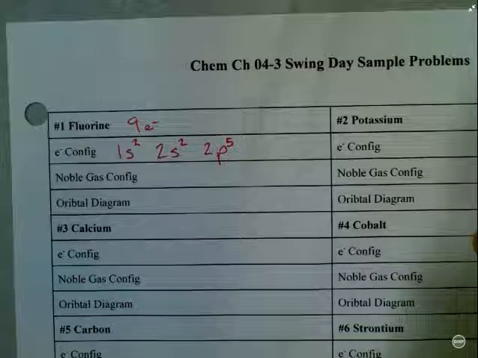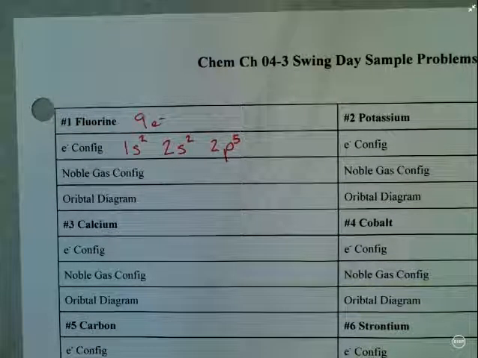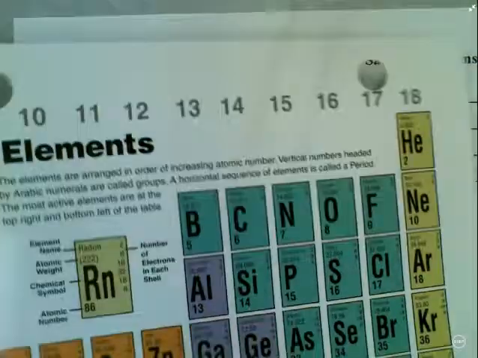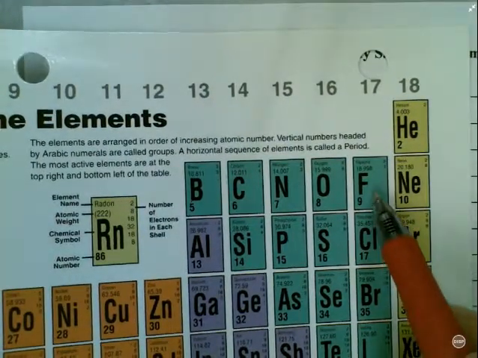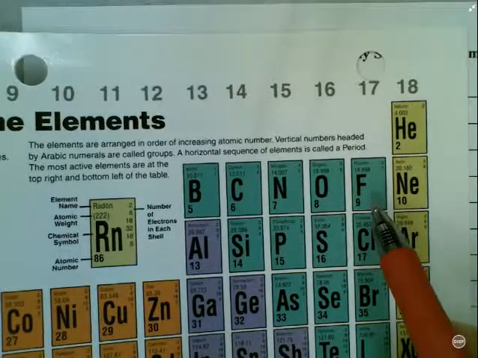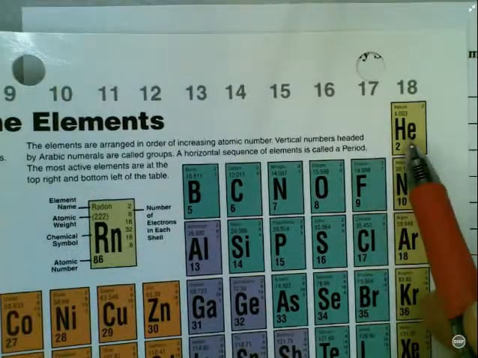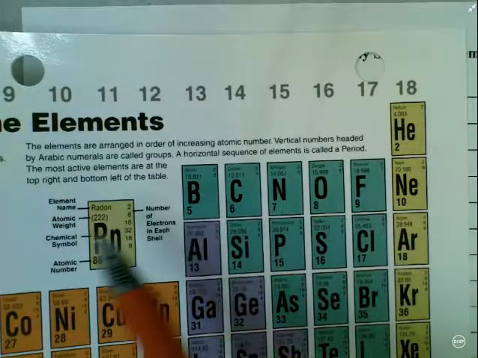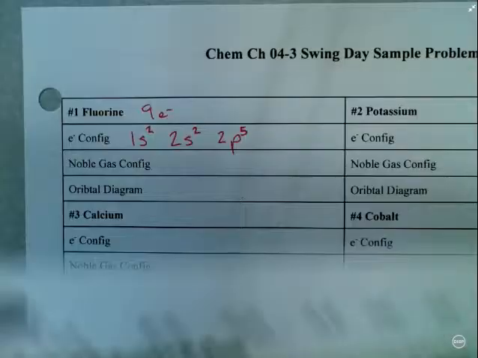Now onto the noble gas notation. I need to find my periodic table yet again. Here's fluorine. Now I'm going to go backwards until I find the very first noble gas that I come to. In this case, it's actually going to be helium. So I'm going to go backwards to helium.